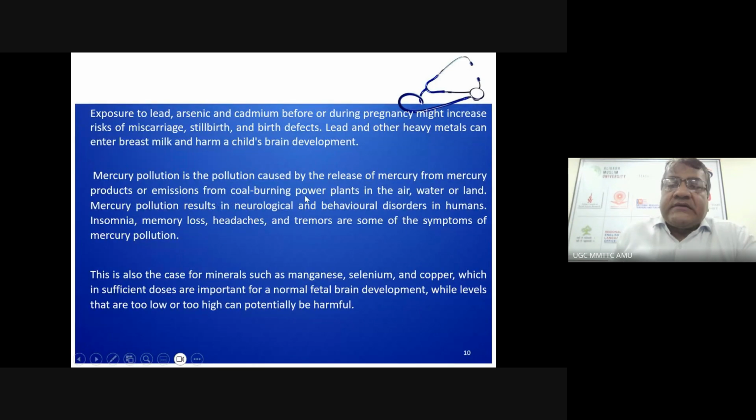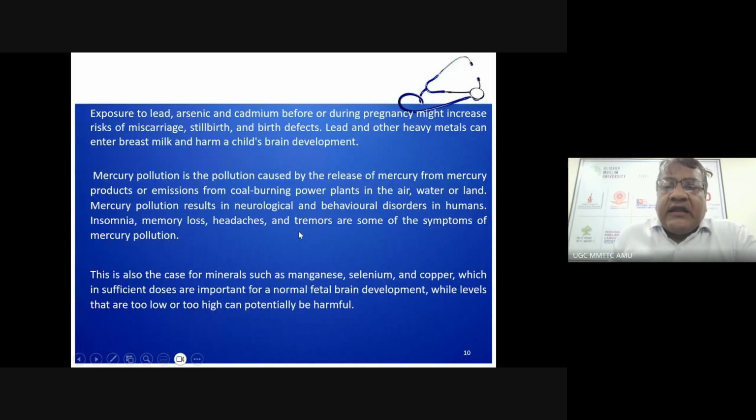So emission from the coal burning power plants in the air, water and land. Now mercury pollution. This mercury from the mercury product or emission from the coal may go into the air, it may go into the water or land. So it pollutes all three: air, water and land.